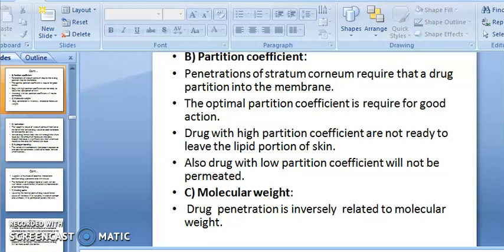Molecular weight. Drug penetration is inversely related to the molecular weight. It means that with a smaller molecular weight the penetration will be high, and with a larger molecular weight the penetration will be low.